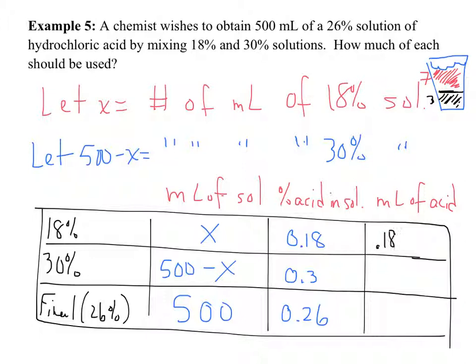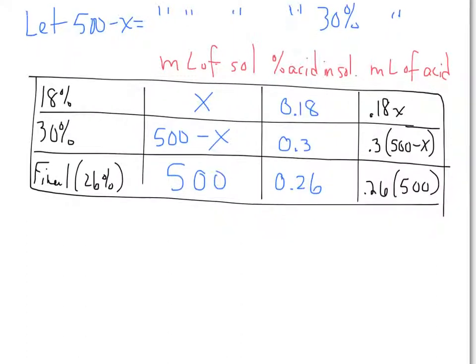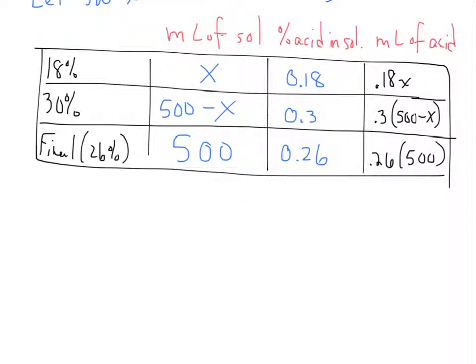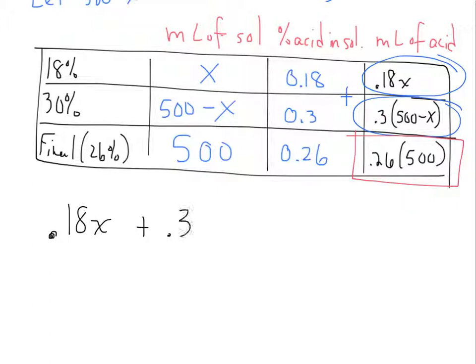So this is going to become 0.18x, 0.3 times the quantity 500 minus x, and 0.26 times 500. Now, the number of milliliters of acid in the end is 500 times 0.26. It's an actual physical value here. 500 times 0.26, what do we end up having for that? 130? Okay, half of it. So we know that we need 130 milliliters of acid. If this is a certain amount of milliliters of acid, and so is this, and we're putting them together, we can sum those two values to give us this third value right here. So we can write this out as an equation: 0.18x plus 0.3 times the quantity 500 minus x equals 130.